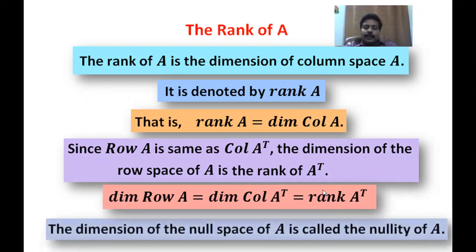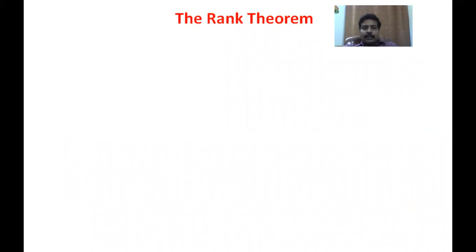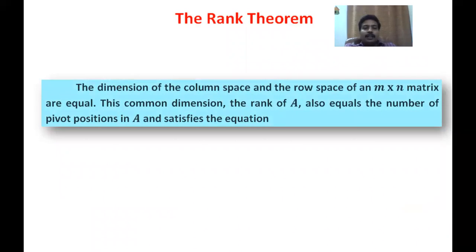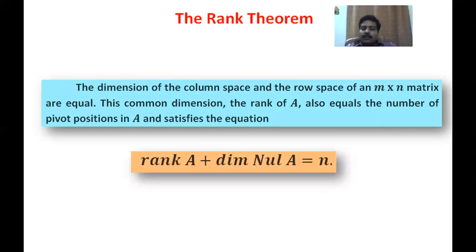The dimension of null space of A is called the nullity of A. And this is the rank theorem. Rank theorem states that the dimension of the column space and row space of an m by n matrix are equal. This common dimension, the rank of A, also equals the number of pivot positions in A and satisfies the equation rank of A plus dimension of null A is equal to n.